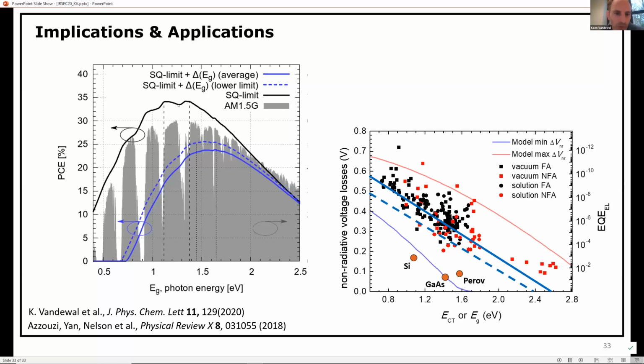So here is plotted the Shockley-Queisser limit, which assumes no non-radiative voltage losses at all, quantum efficiency 100%, fill factors 90%. If you make similar assumptions, but you accept non-radiative voltage losses as they are here, then we should still be able to get over 20%. So this was my last slide.